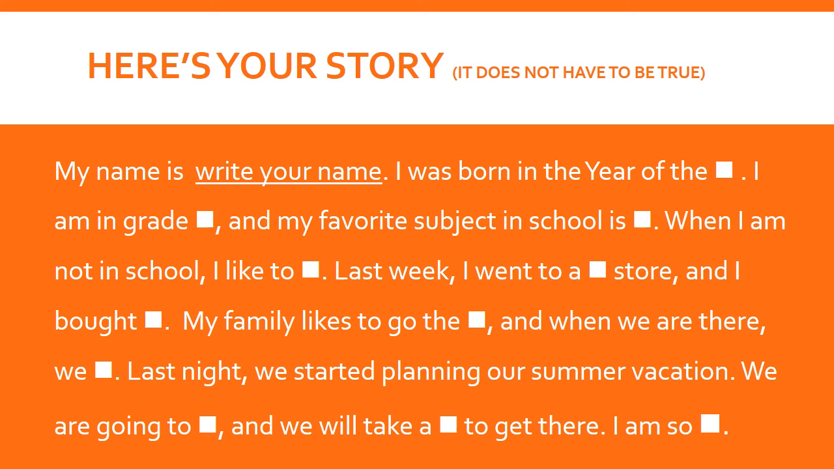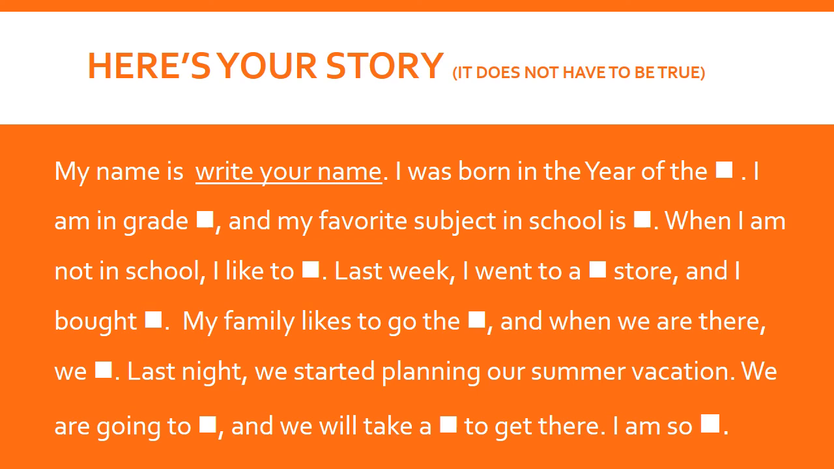So you're going to start out on a piece of paper. My name is, and you're going to fill in your name. I was born in the year of the, so you need to draw the symbol of the animal that you're born in the year of. I am in grade. Now you can put a fancy 2 in there. You could do whatever you want, but numbers are a symbol. And my favorite subject in school is.